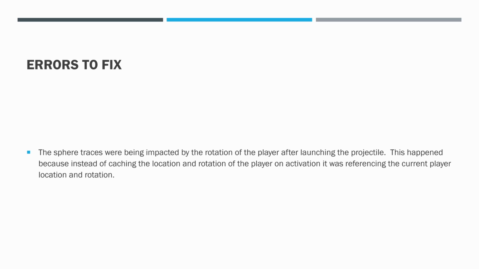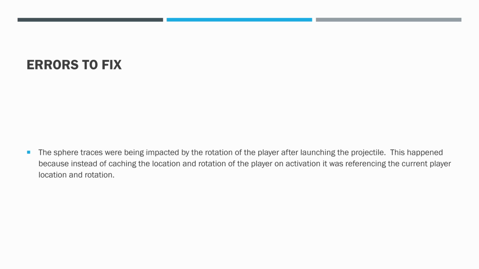when you fired the icicle, it was correctly going in the right direction. No issues, everything was fine. But the sphere traces, if you turned on the debug so that you could see the red spheres, they actually would move with your character. Meaning that if your character rotated, now the sphere traces would happen and not match the icicle's path, right? And so this was really bad.